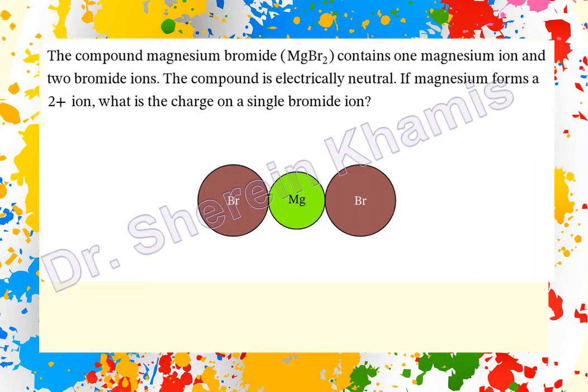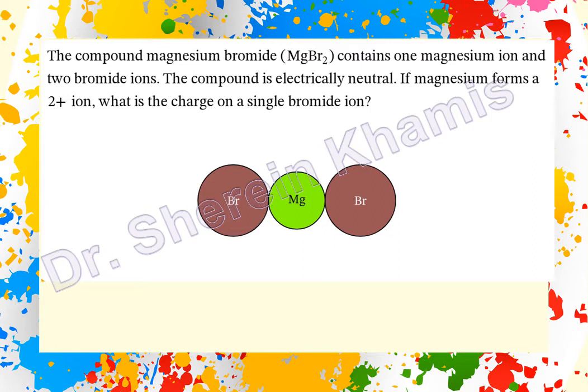In MgBr2, we have 2 bromine atoms, and as bromine is a nonmetal, each bromine atom gains 1 electron. So when we make the exchange of valences, bromine carries -1, as it is written below the magnesium.